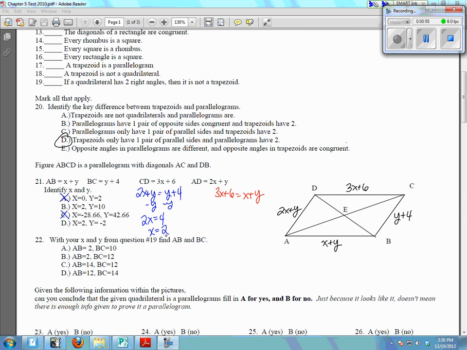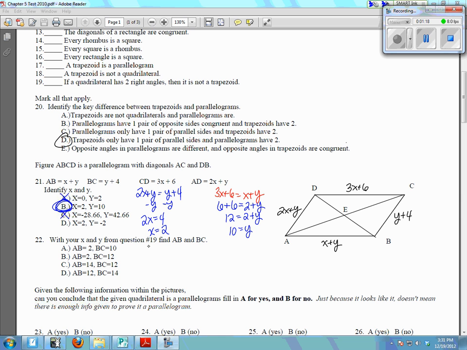If I know what x is, now I can come over here and say, well, 3 times x, which is going to end up being 6, plus 6 is equal to 2 plus y, so I get 12 is equal to 2 plus y. Subtract 2 from both sides, get y to be 10. So that tells me that option B has to be my answer.